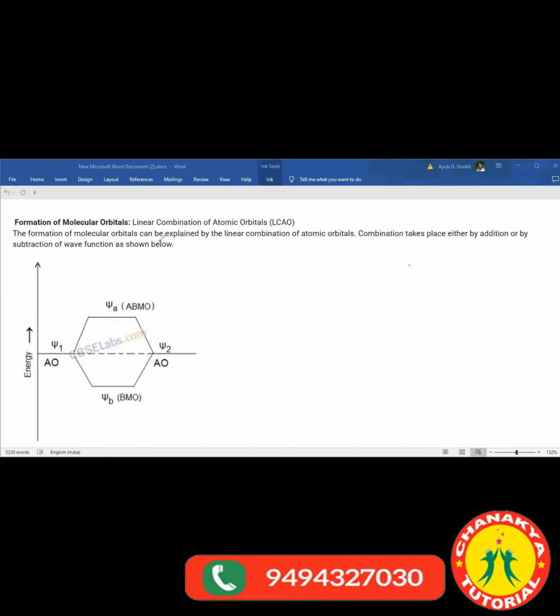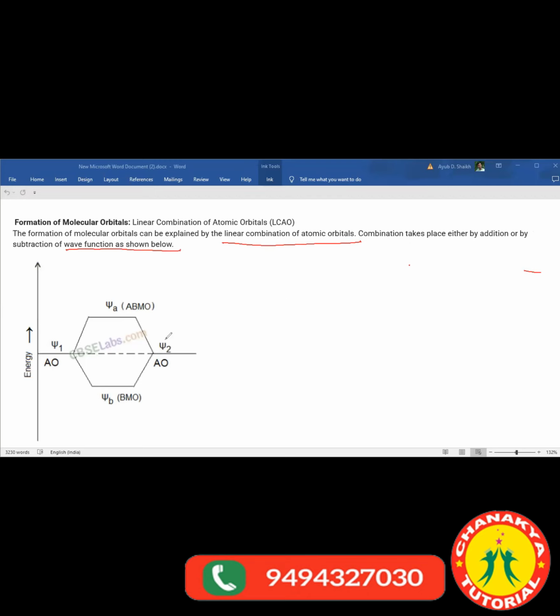The formation of molecular orbital can be explained by the linear combination of atomic orbitals. Combination takes place either by addition or by subtraction of wave function as shown below. Means either the wave function would be added or the wave function would be subtracted.